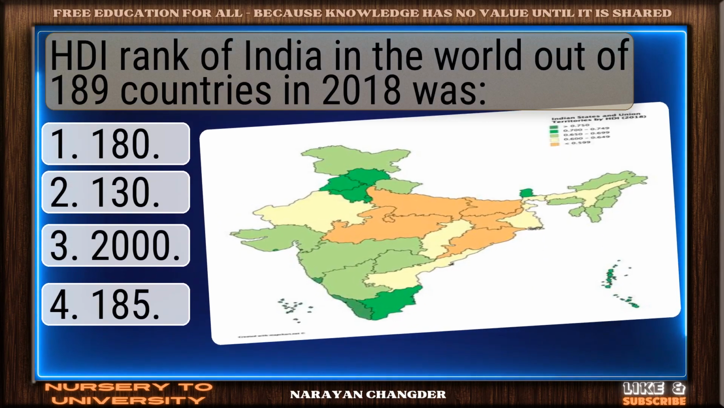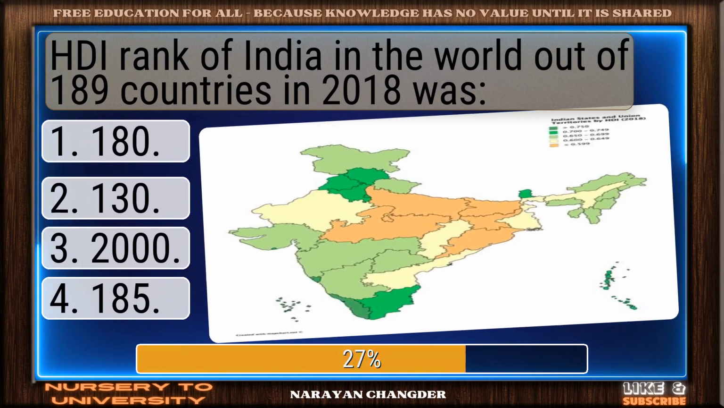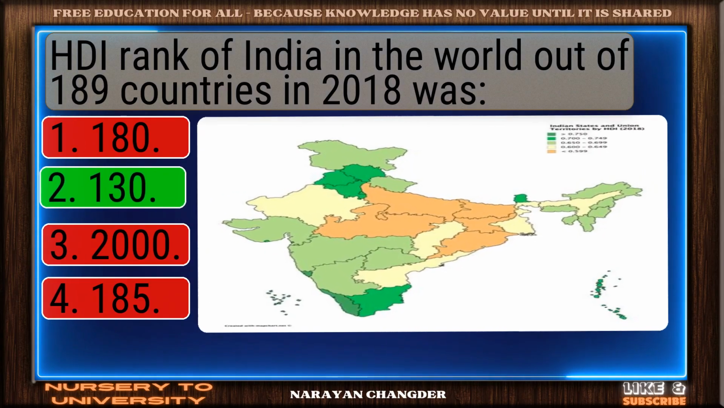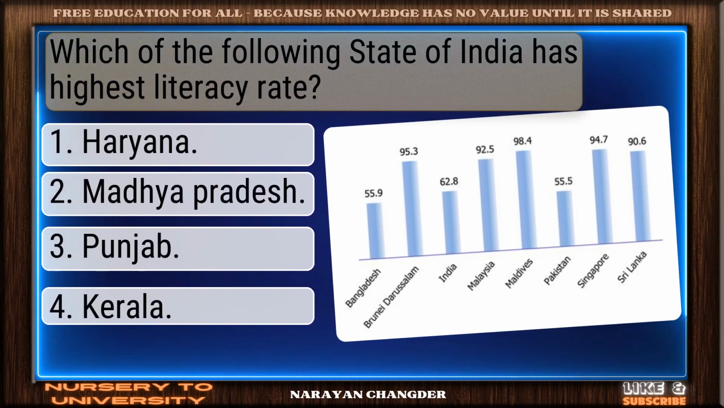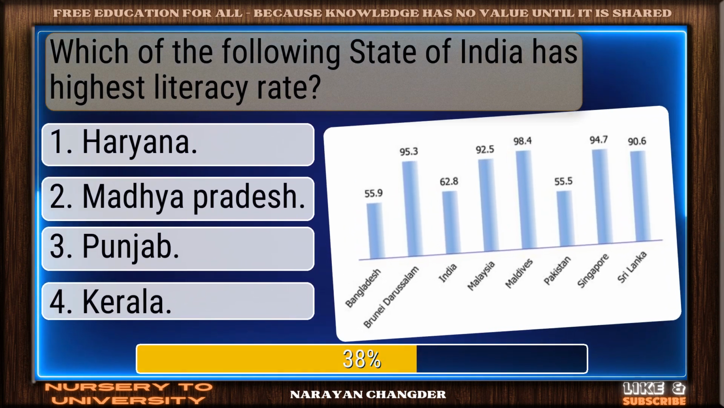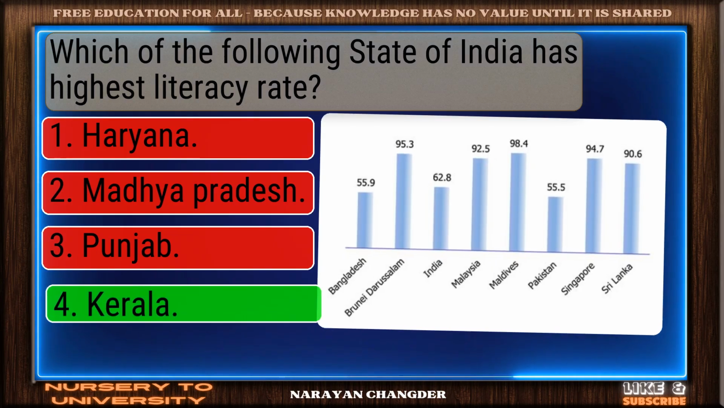HDI rank of India in the world out of 189 countries in 2018 was? Great job. 130 is accurate. Which of the following state of India has highest literacy rate? Well picked. Kerala is correct.